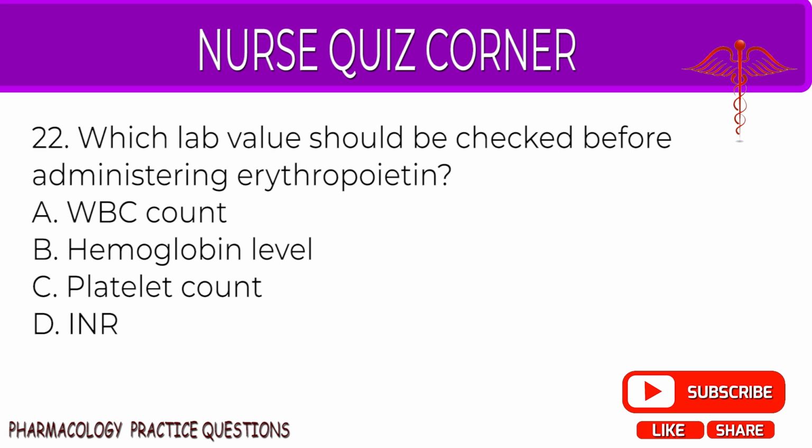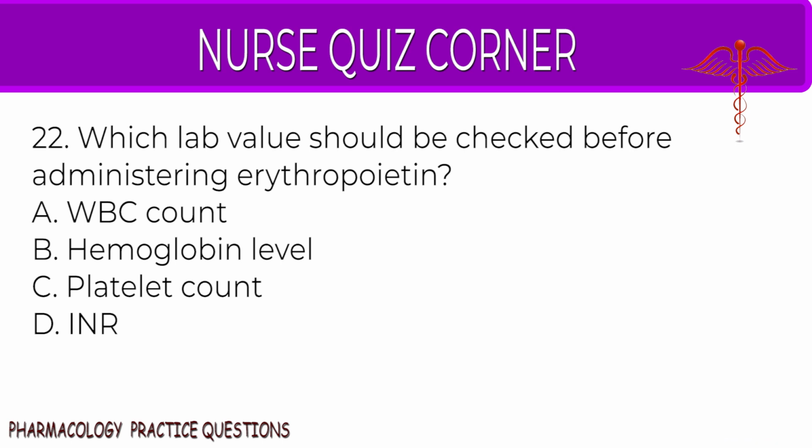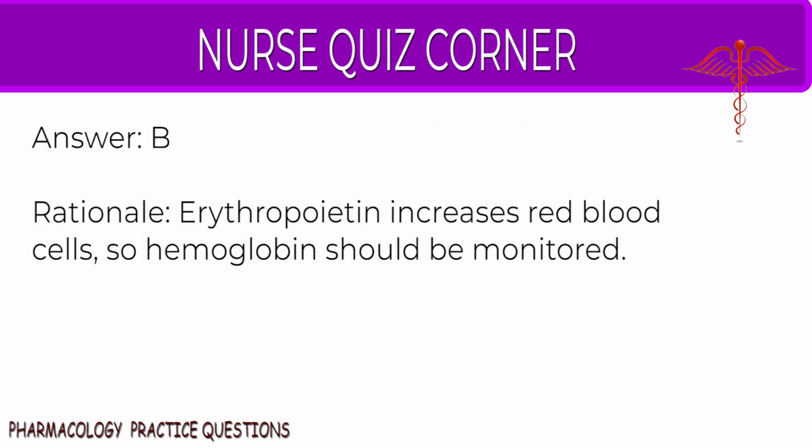22. Which lab value should be checked before administering erythropoietin? A. The WBC count, B. Hemoglobin level, C. Platelet count, D. INR. Answer: B. Rationale: erythropoietin increases red blood cells, so hemoglobin should be monitored.